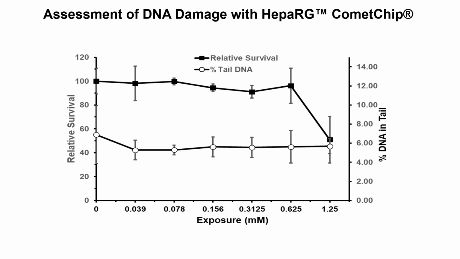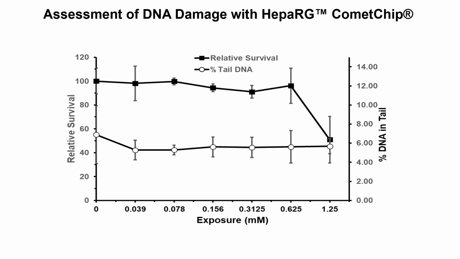First study shown here is using the Comet chip. It was developed at MIT by Bevan Engelward, and as you can tell, there's absolutely no increase in the induction of DNA damage as measured by the Comet assay, percent tail DNA, completely flat. In HepaRG cells, no response whatsoever.